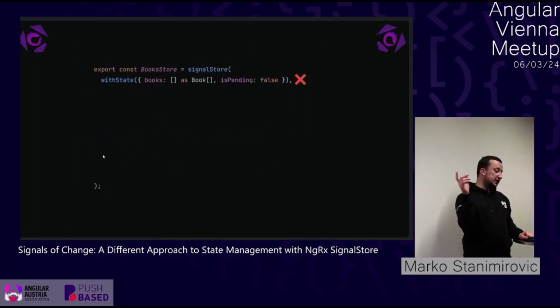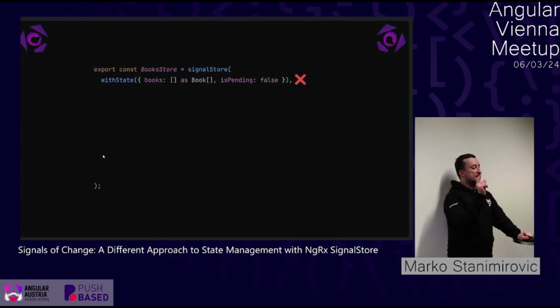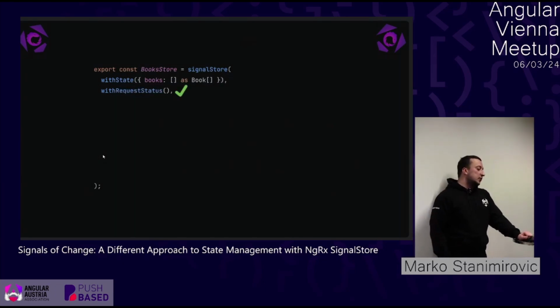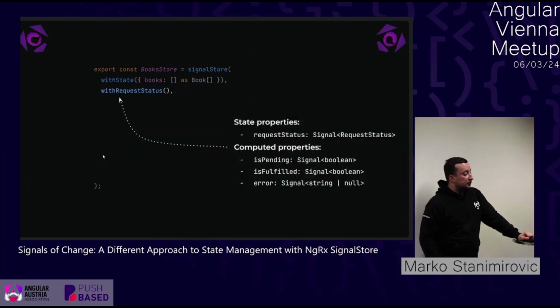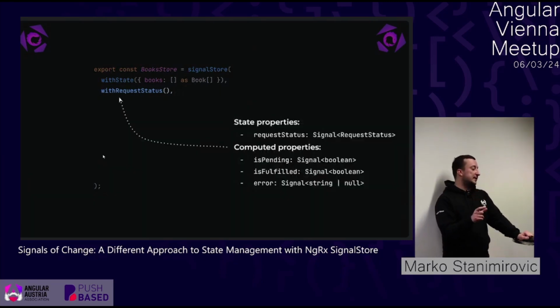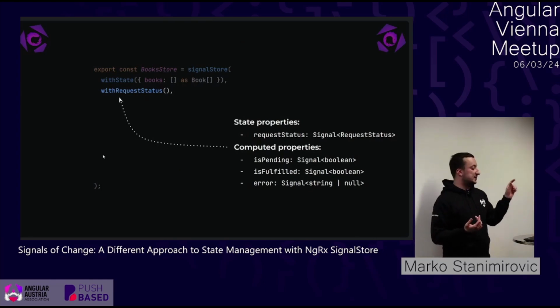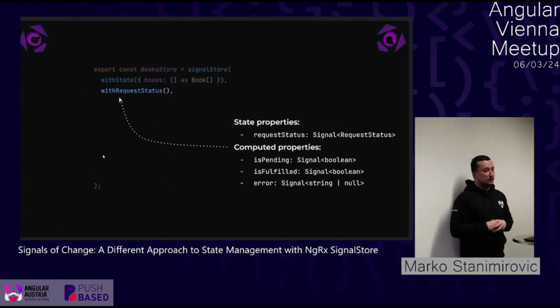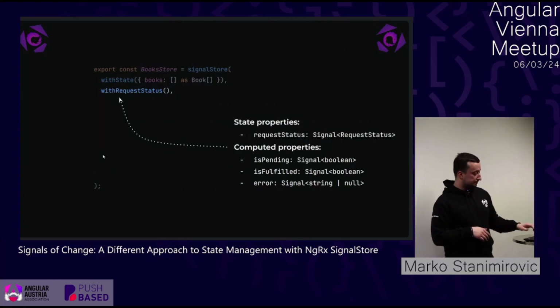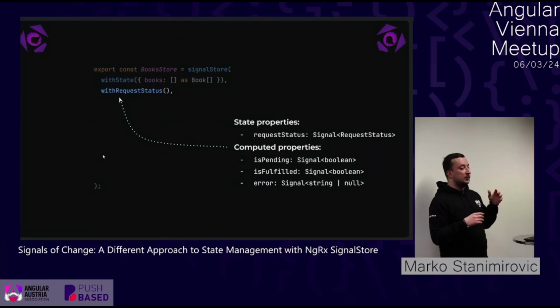And then if we go back to the SignalStore that was previously used, where we had this isPending property, we can remove it and we can use this withRequestStatus custom feature that we just created. Under the hood, the withRequestStatus feature will add the things that we specified there, if you remember. We added a requestStatus state slice, and we added these computed properties for pending, fulfilled, and error status. So now our book store will have all these properties.